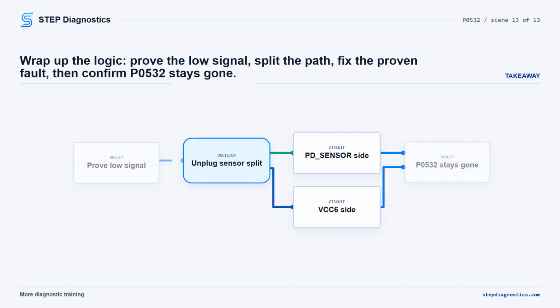The takeaway is simple. Prove the low sensor signal first, split the path with the sensor disconnected, then check the VCC6 reference side or the PD sensor signal wire based on what the data list tells you.